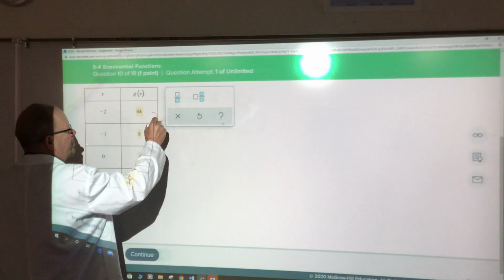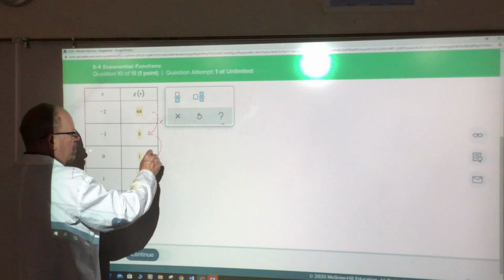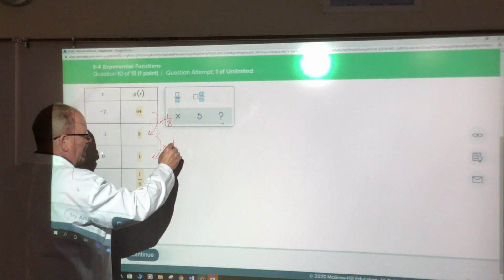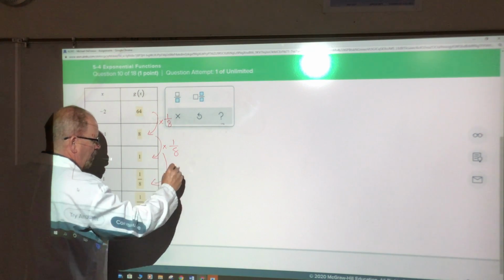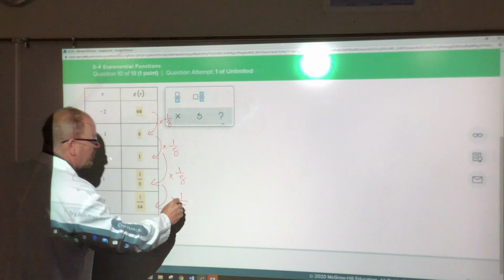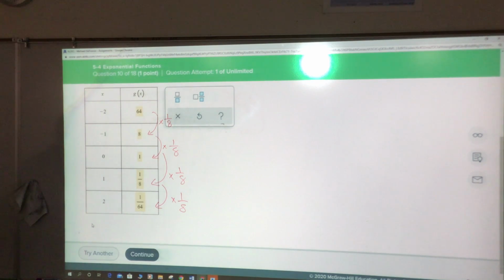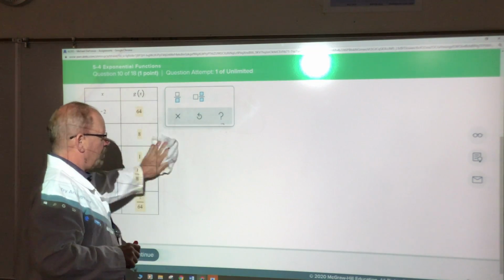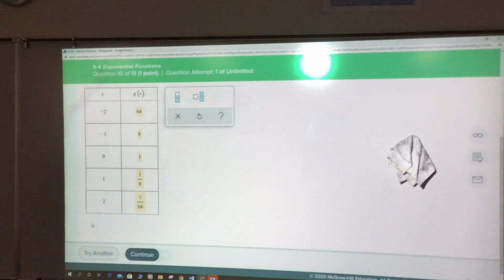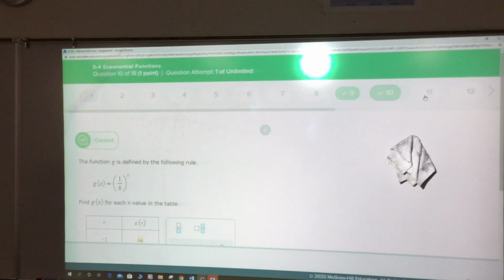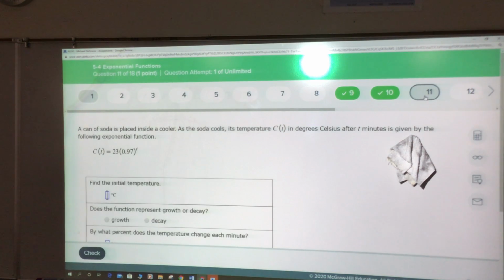This is times by 1 over 8. Times by 1 over 8. Times by 1 over 8. Times by 1 over 8. Okay? You follow that? So instead of plus or minus, now we're doing multiply. Never divide. Always multiply by the fraction, kids. It is not division. I know sometimes you'll be tempted to do that, but it does not work.